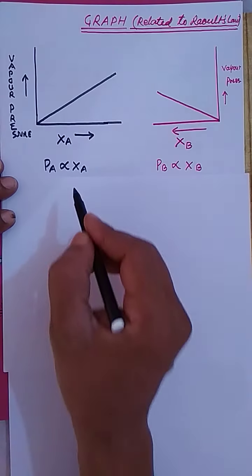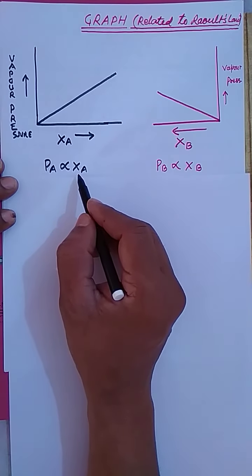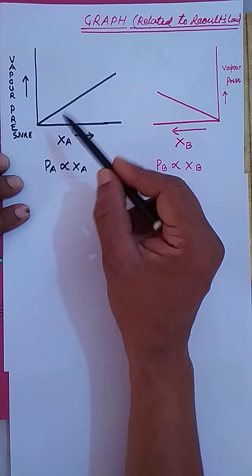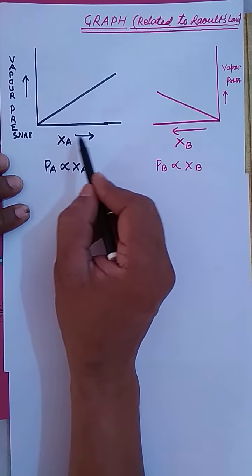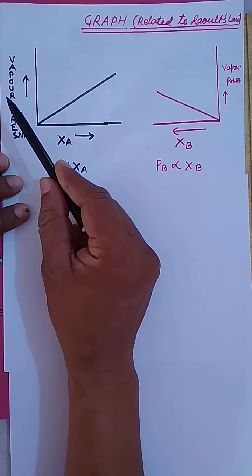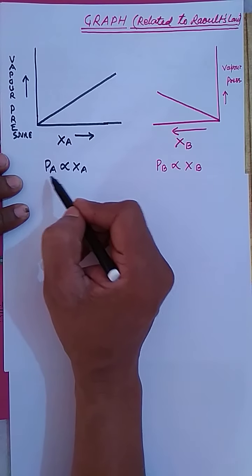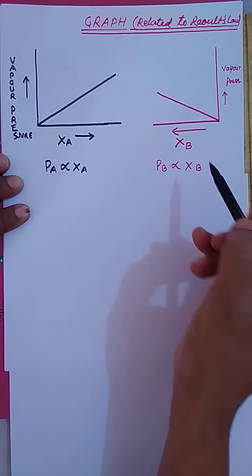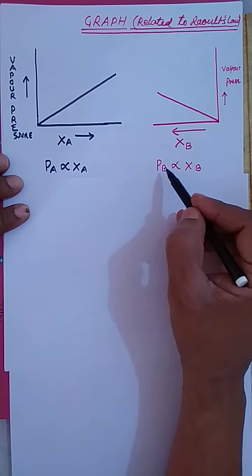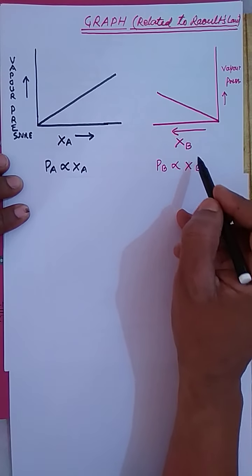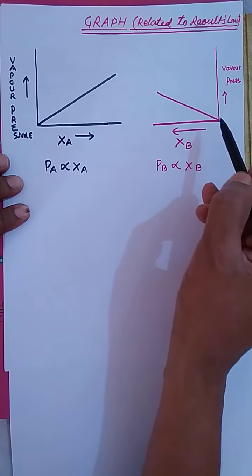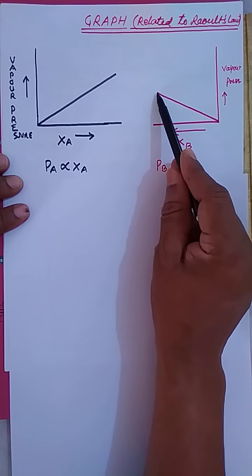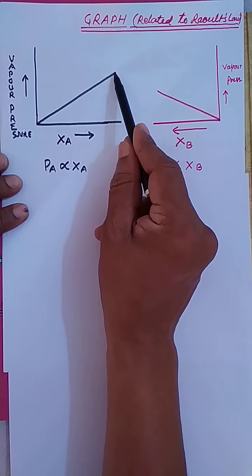PA is directly proportional to the mole fraction of component A, XA. So definitely the graph will come like that. If XA is taken on the x-axis and vapor pressure on the y-axis, it is directly proportional, so the graph is a straight line. And similarly, PB is directly proportional to XB. The graph comes like that. Here the mole fraction XB is less, so the vapor pressure is less in comparison to XA.